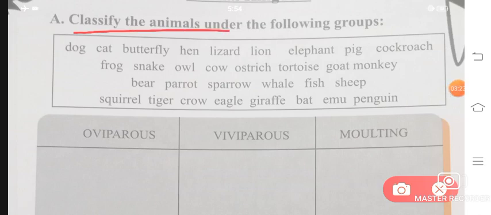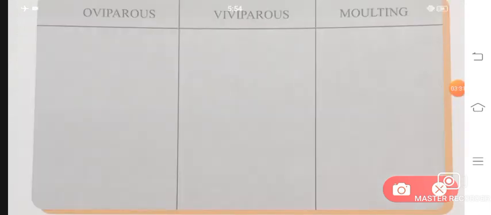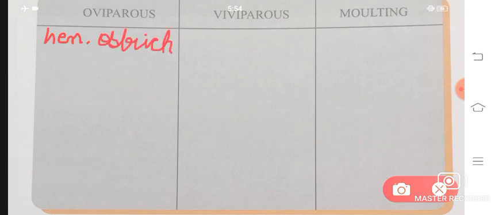Next question, classify the animals under the following groups. There are three groups: oviparous, viviparous and molting animals. We will classify one by one. First we will do oviparous. Number 1 is your hen. Then comes ostrich. Ostrich is an oviparous animal. Then is your crow. Then comes eagle.